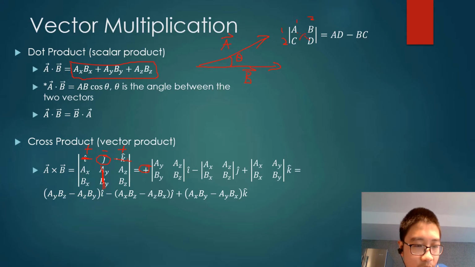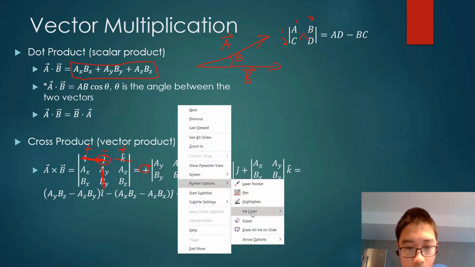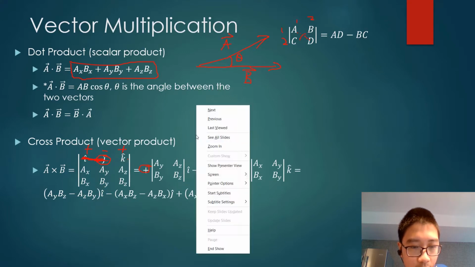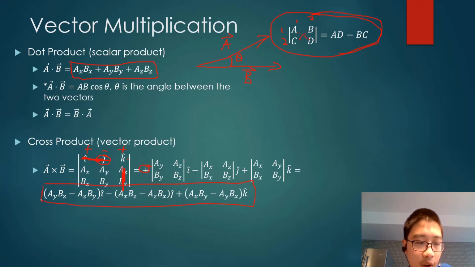For k hat, same thing. We cross out all values on the same row and all values on the same column. We have a 2 by 2 matrix here, so we put it here. And we use this rule to calculate the determinant of the 2 by 2 matrix. So we get this expression right here. That's the cross product of A cross B.